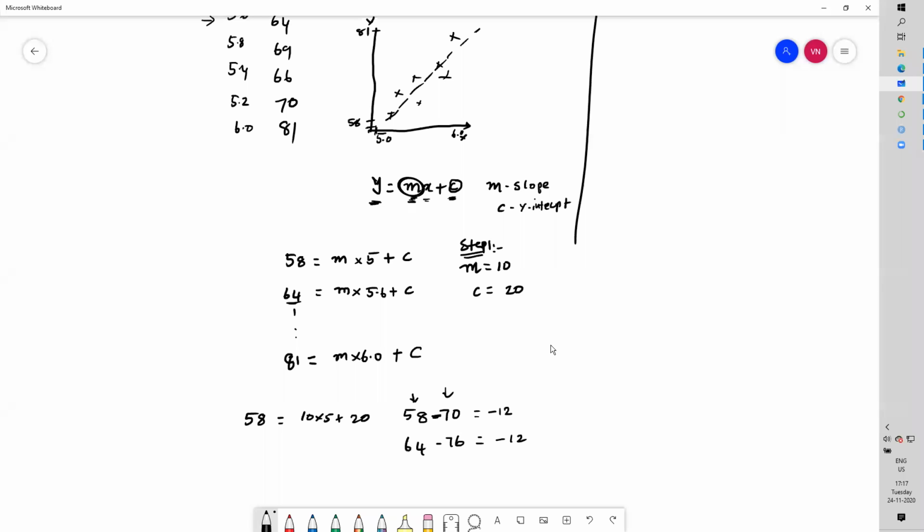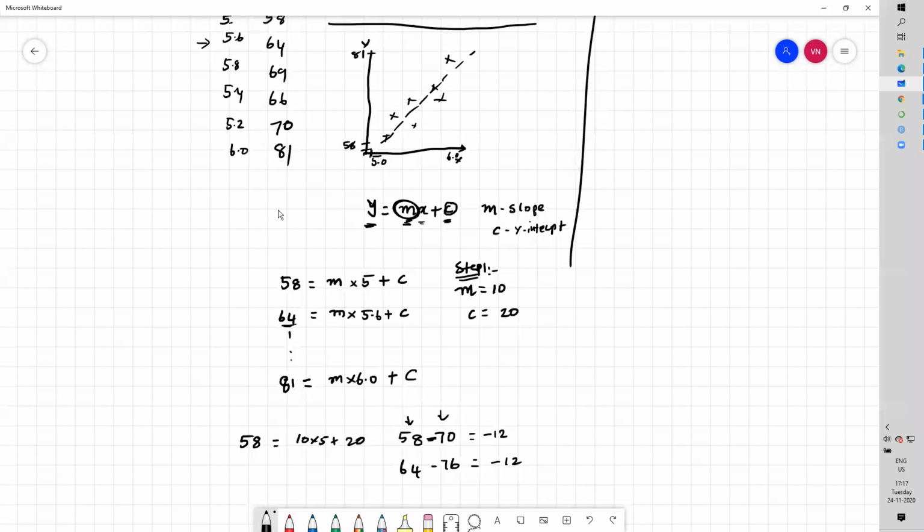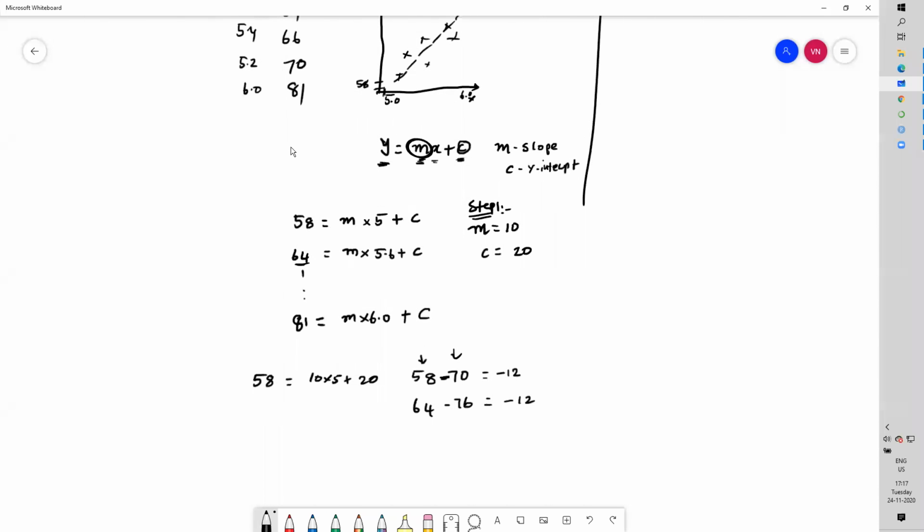Third observation. We will do it for the last observation: 6 into 10, 60. 60 plus 20, 80. So 81 was the original value of the output, and what we generated is 80. So this is 1. Now, for every observation, we are off by some number, right?